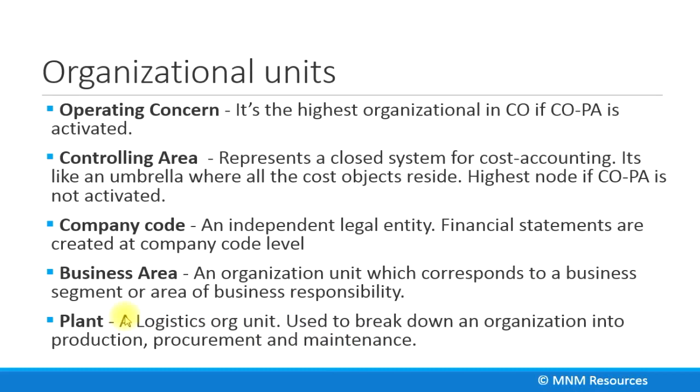Just to reiterate, in the CO module we'll only be looking at the operating concern and the controlling area as our main organizational units. In our SAP transactions, you might come across these three, because as I mentioned earlier in our presentation, all the CO values come from the financial accounting module or other modules, so there is definitely a link between FI and the CO module. So you'll always see the company code mentioned in any of your transactions. We'll not be using business area much, but at times with regard to procurement, you might see the plant also being mentioned.